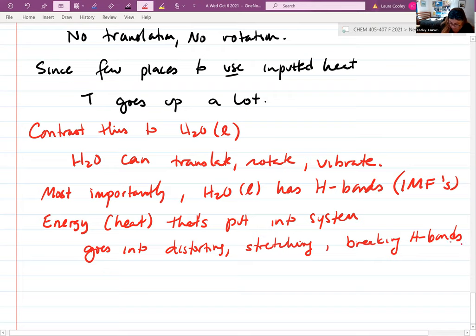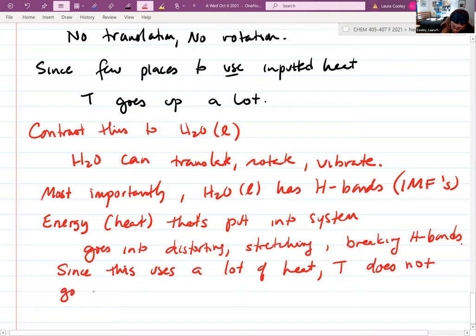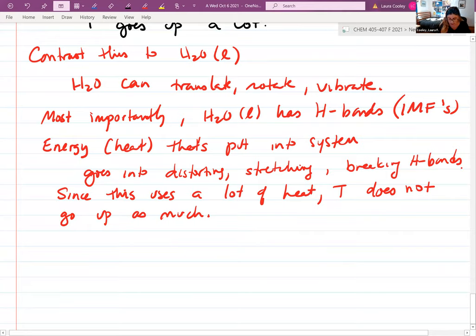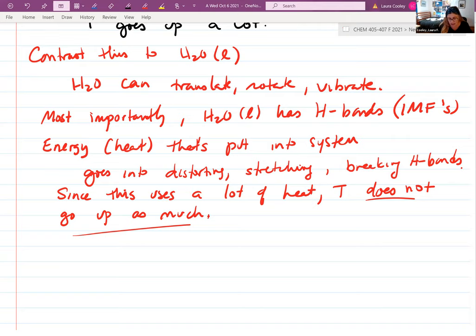And since this uses a lot of heat, the temperature doesn't go up as much. Basically, in iron, almost all the heat is used to raise the temperature because it doesn't have anything else to do. But in water, it has all these hydrogen bonds that can be distorted. So the temperature does not go up as much because the heat is doing something else. So that's an explanation of that.